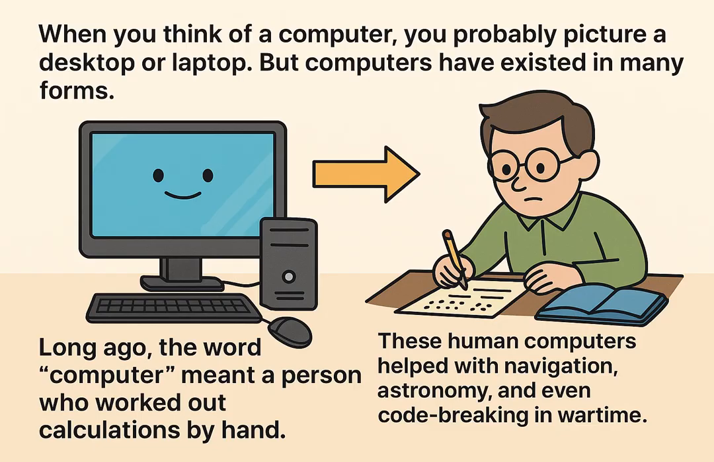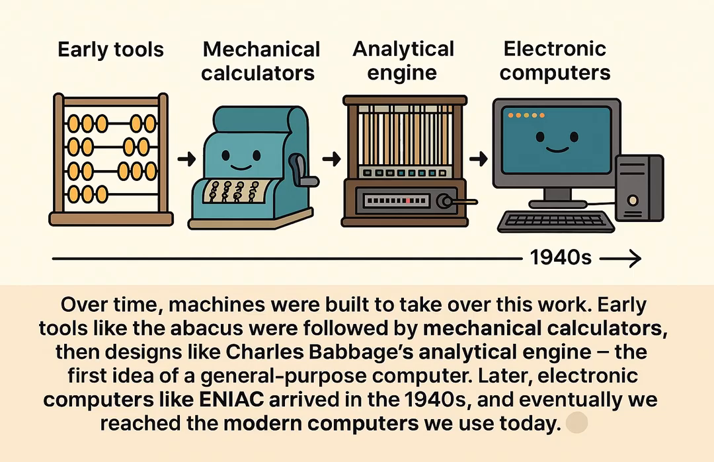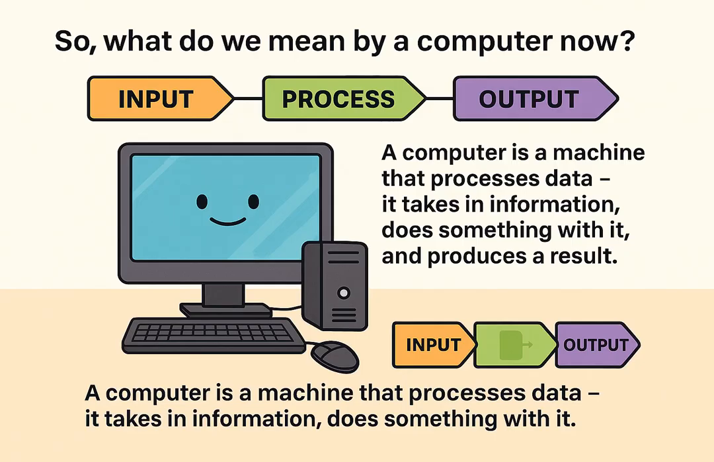These human computers helped with navigation, astronomy, and even code breaking in wartime. Over time, machines were built to take over this work. Early tools like the abacus were followed by mechanical calculators, then designs like Charles Babbage's analytical engine, the first idea of a general-purpose computer. Later, electronic computers like ENIAC arrived in the 1940s, and eventually, we reached the modern computers we use today. So what do we mean by a computer now?